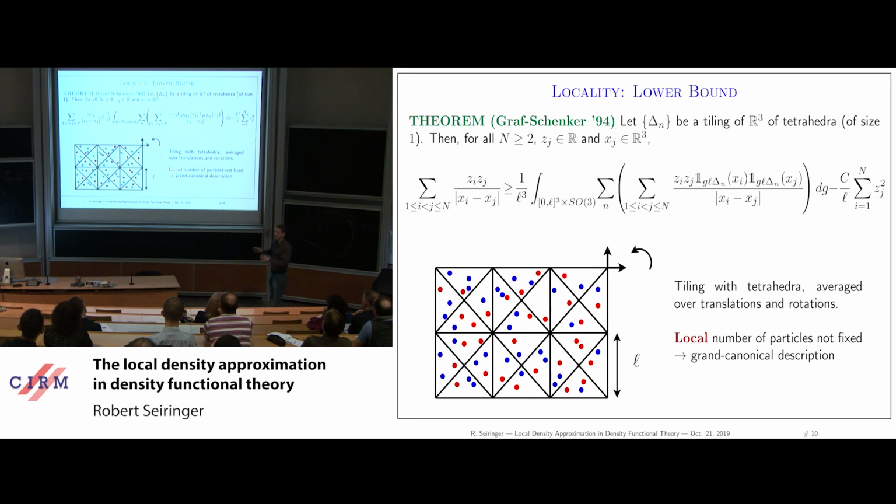So L times theta is just a tetrahedron of size L, and there's a G appearing here, which actually denotes averaging over translations and rotations. It turns out that's important. So we don't draw a fixed tiling, we actually average over where we put the tiling. There's a translation average, and there's also an average over rotations. Okay, but maybe neglect that for a second.